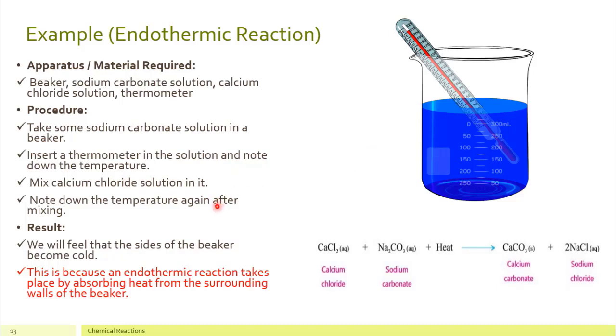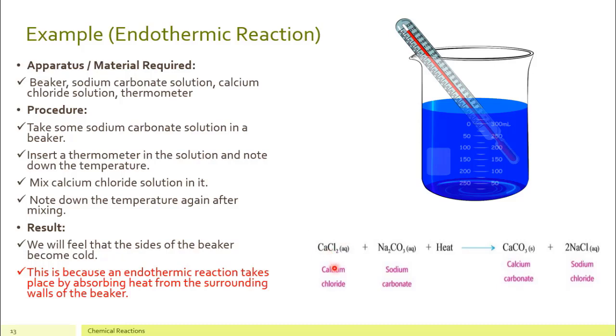Now note down the temperature again after mixing. Now what will you feel? We will feel that the sides of the beaker become cold. Why? Because an endothermic reaction takes place by absorbing heat from the surrounding walls of the beaker. In this reaction, when sodium carbonate is mixed in the solution with calcium chloride, both of these compounds react together to form calcium carbonate and sodium chloride.